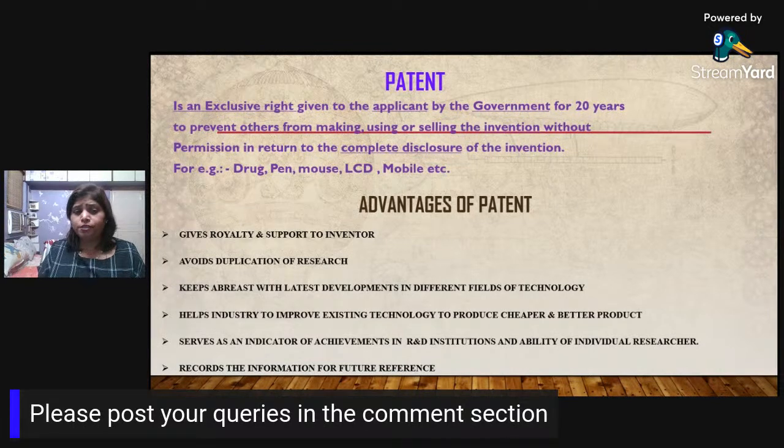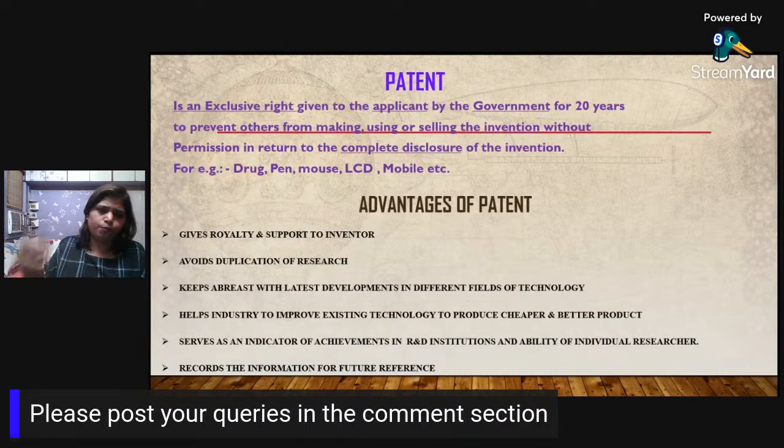The advantages: it gives royalties and support to inventors, avoids duplication of research, and because you keep developing, you get protection, therefore you can innovate and develop new technologies. Obviously researchers, R&D, industrial companies, everyone nowadays is looking for invention. It is not like previous times. In India we are still a little lagging when it comes to invention, but I think slowly we are getting there. It is not only about the generic market anymore, not only about reverse engineering. It is about innovation as well now, and it is becoming a necessity, be it academics or industry. It is a necessity for growth everywhere.